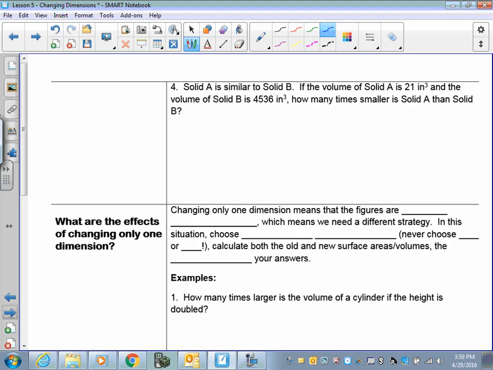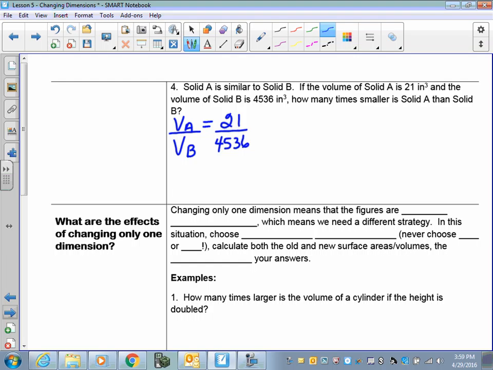Okay, I think one more. Here we go. Solid A is similar to solid B. If the volume of solid A is 21 cubic inches and the volume of solid B is 4,536 cubic inches, how many times smaller is A than B? Okay, let's set up a ratio here. I have the volume of A and the volume of solid B, and that is 21 to 4,536.